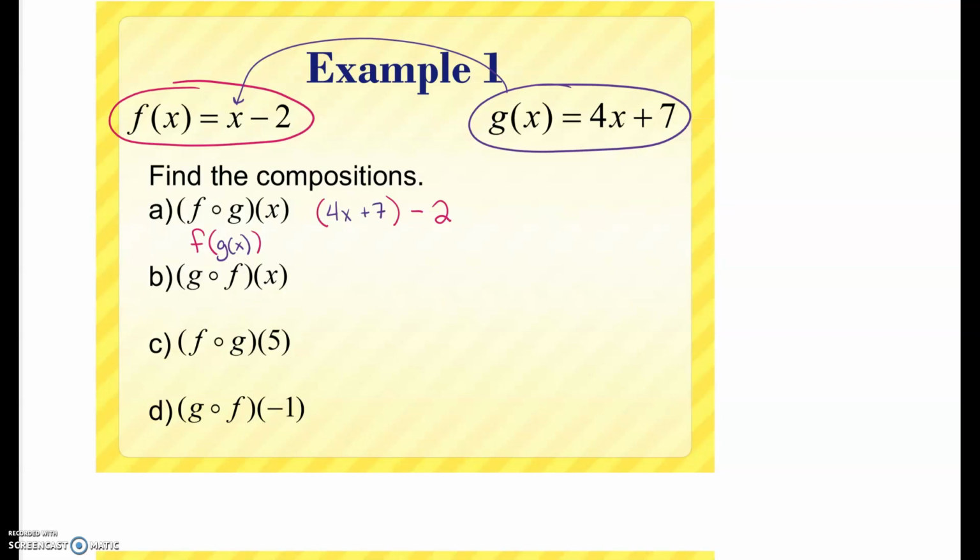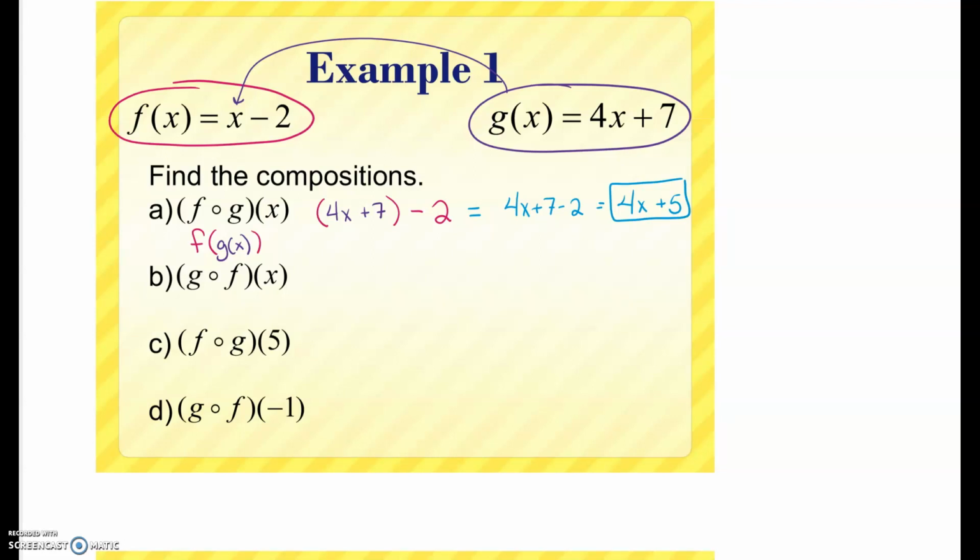Then if we simplify this, there's nothing to multiply. The parentheses really don't mean anything when we're simplifying. So this becomes 4x plus 7 minus 2, which is 4x plus 5. So f of g of x is 4x plus 5.